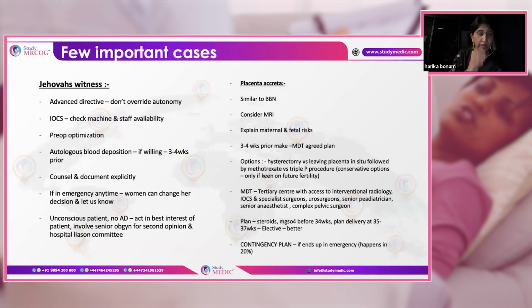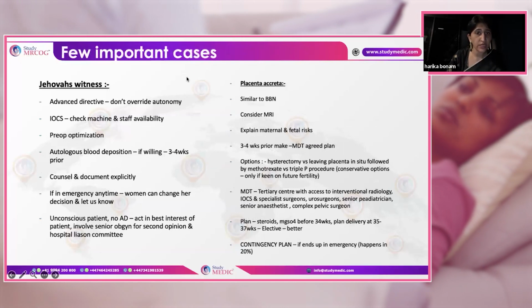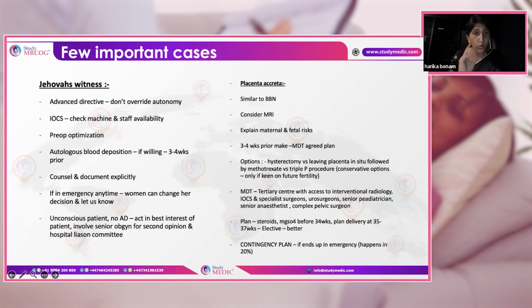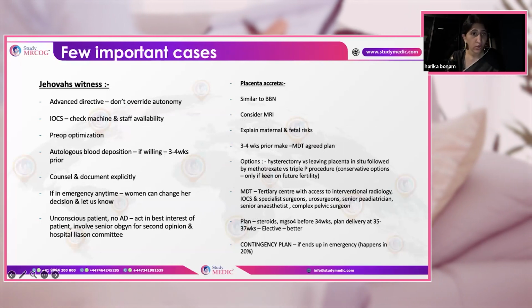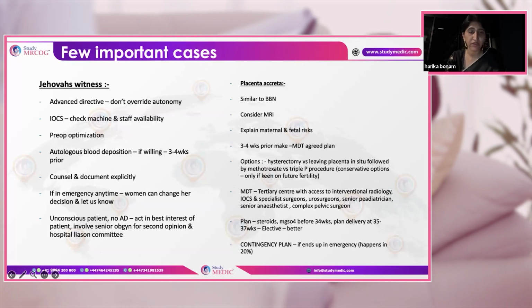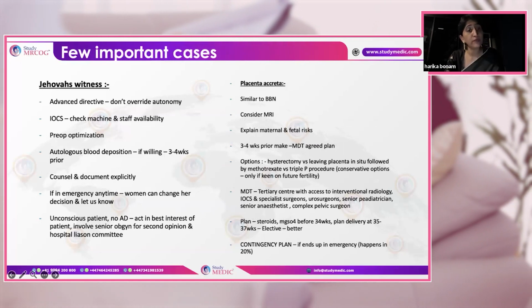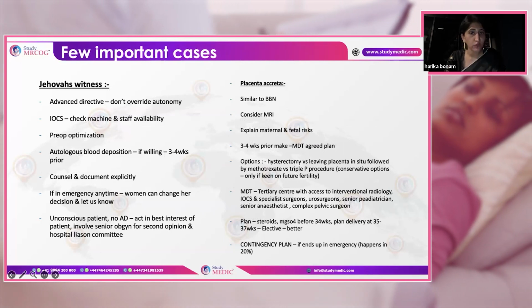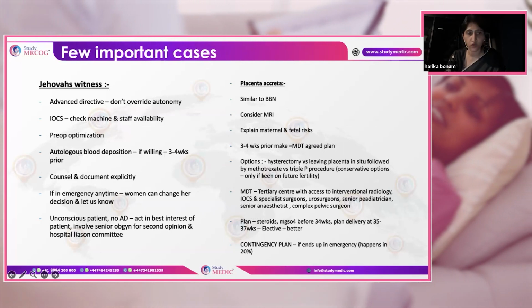Then coming to the Jehovah's Witness, a very important point is the advance directive. It's very important: don't override the autonomy of the patient. Intraoperative cell salvage: you'll have to check the machine and staff availability, and you have to optimize the hemoglobin preoperatively. Autologous blood deposition is one option. If willing, you can do it 3 to 4 weeks before.